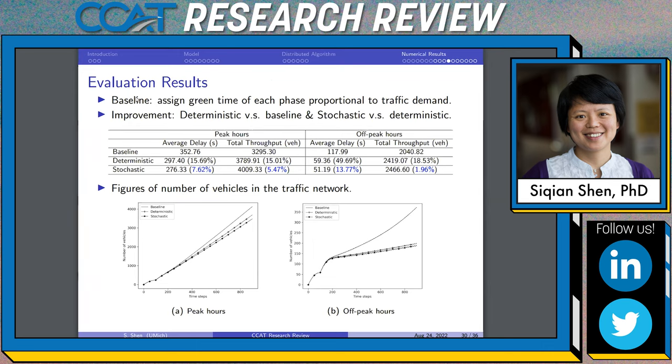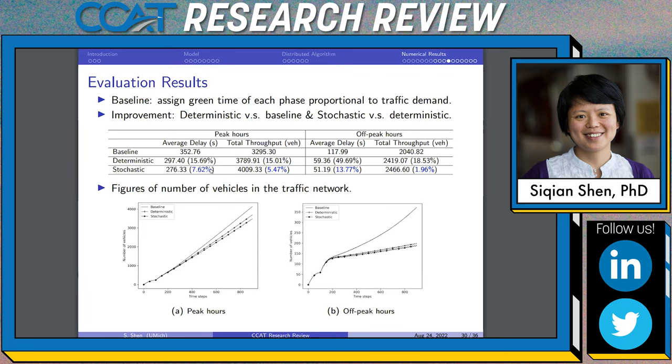Again, I'm going to evaluate the results and introduce one more approach, which we call the baseline approach. This baseline approach doesn't use optimization at all. I'm just going to assign the green time of each phase proportional to the demand I collected on that area. So it's a very heuristic approach: you collect the demand, and if the demand is high, you give them more green time. If the demand is low, you give them less green time. If you do it this way, in fact, your performance will be even worse than the deterministic optimization model.